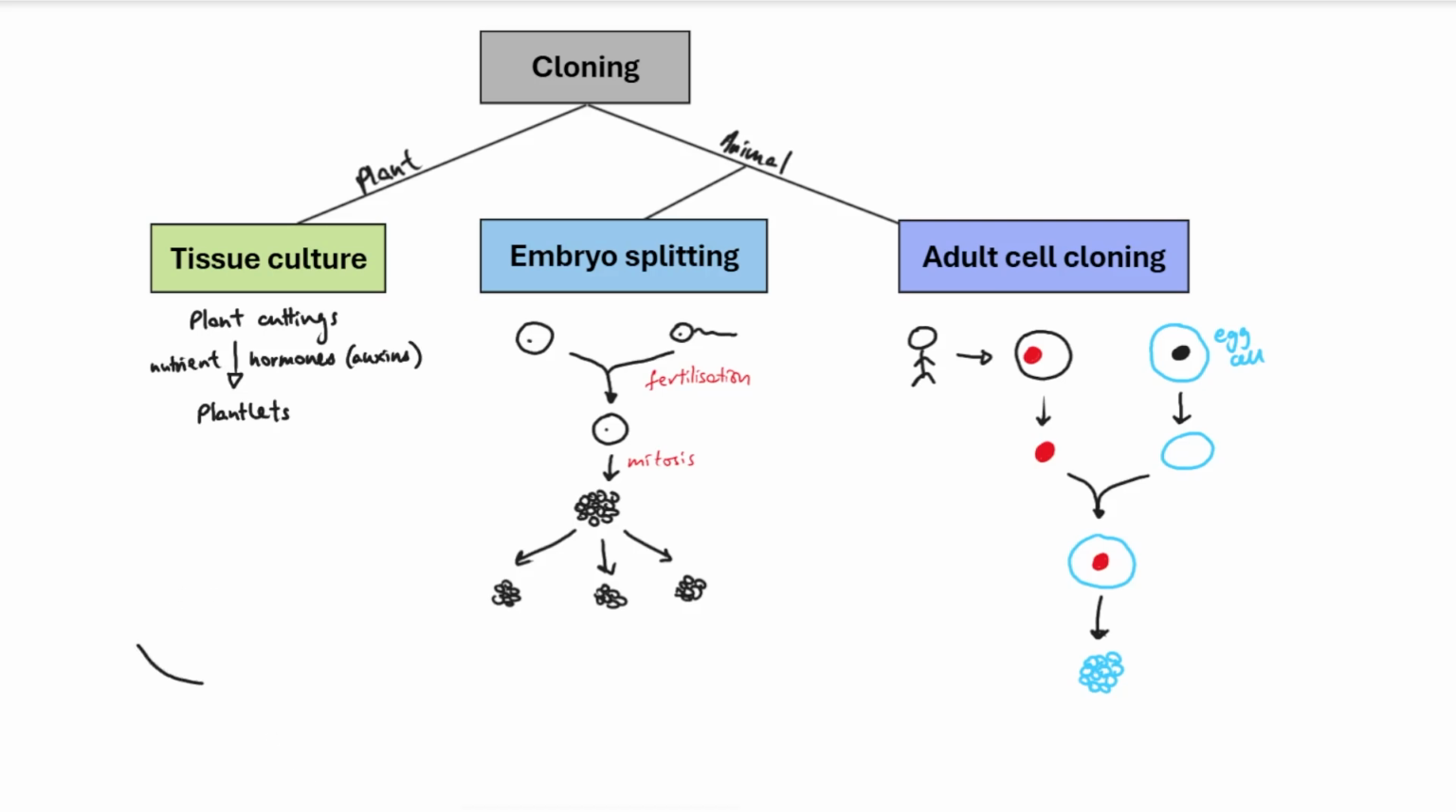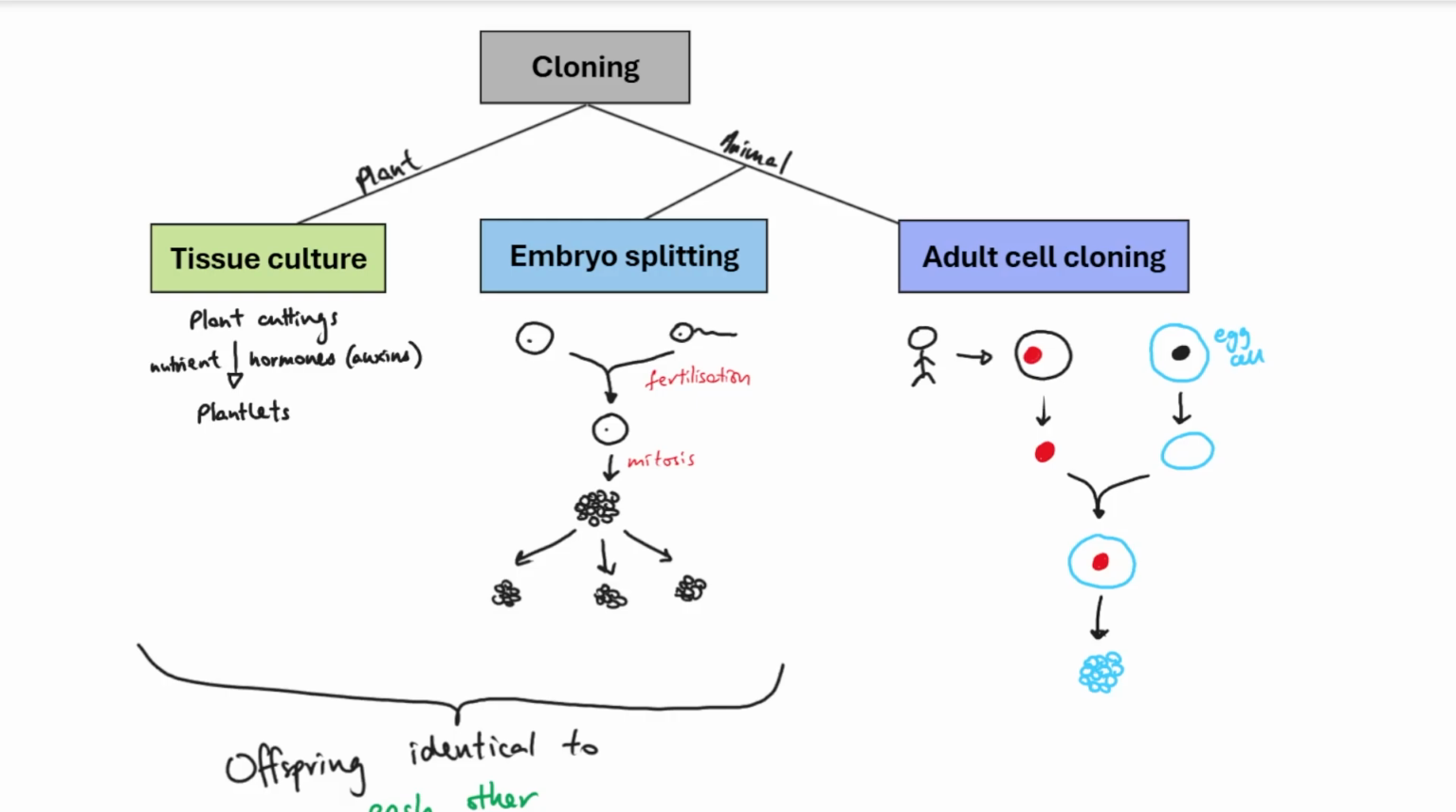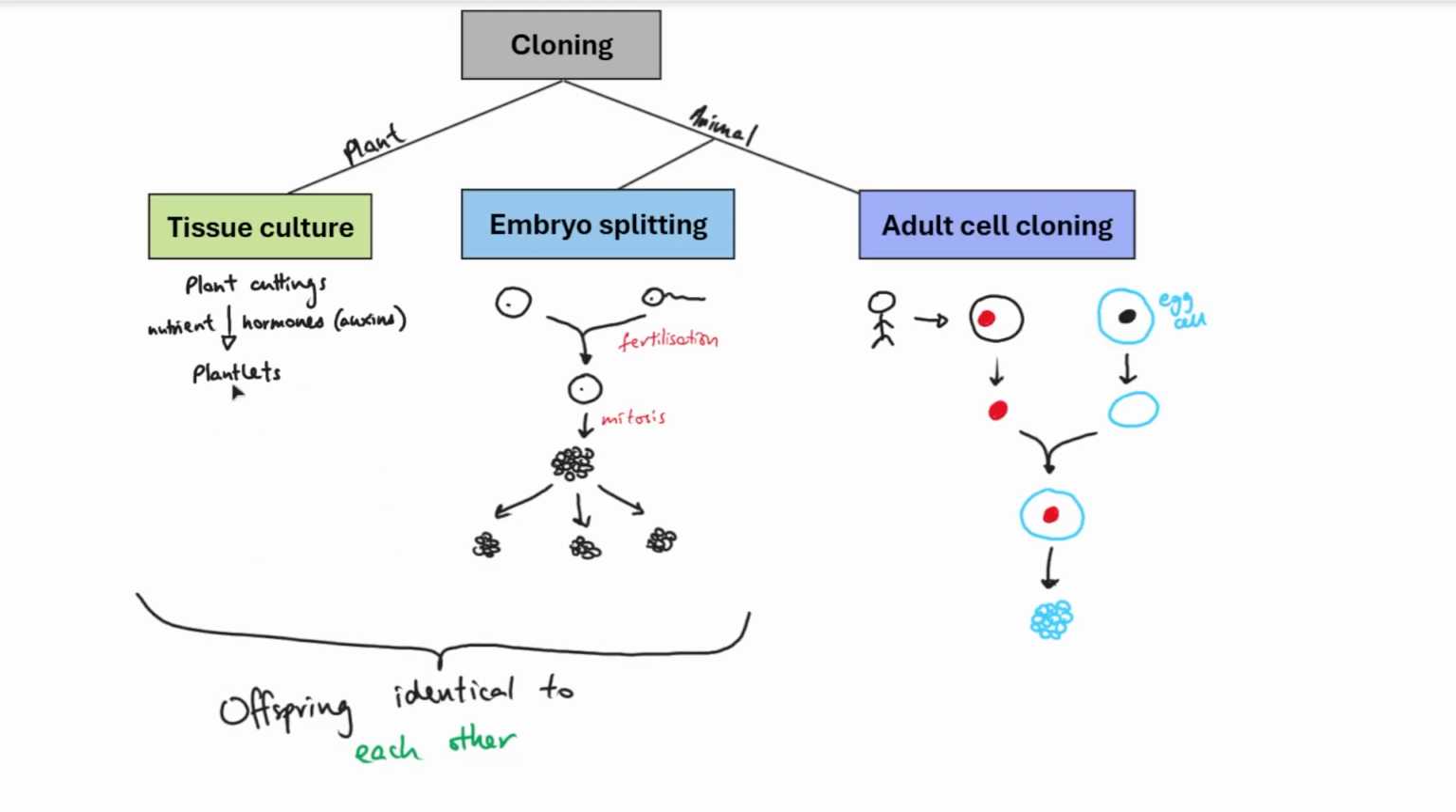You will notice, as I mentioned a few times, that in both tissue culture and embryo splitting, the offspring in both of these processes are identical to each other. So all the plants are the same and all of these embryos are the same. However, in adult cell cloning, the offspring is identical to the nucleus donor. That is a major difference between tissue culture and embryo splitting when compared to adult cell cloning.